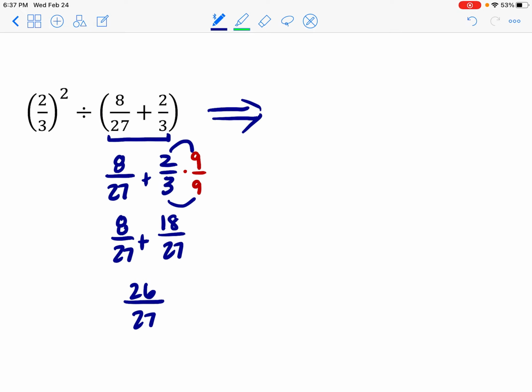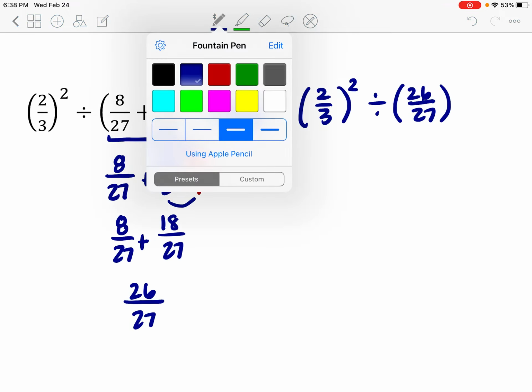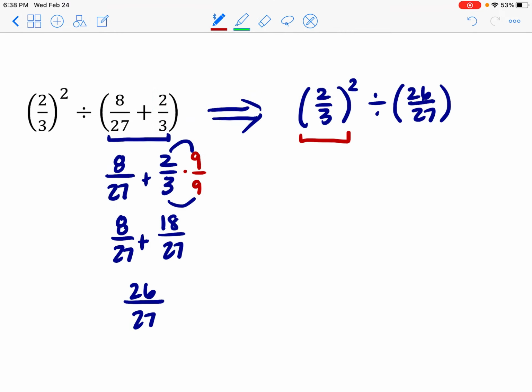So let me go this way now. This is a big mess here. I have 2/3 squared, and I want to divide by, in the parentheses now, that sum we're going to call 26/27. Okay? So we took care of the grouping symbols. Next, if we have any exponents, we evaluate those. So now I'm going to evaluate this piece right here. And 2/3 squared means 2/3 has to be multiplied by another 2/3. So 2 times 2 on the top is 4, and 3 times 3 on the bottom is 9.